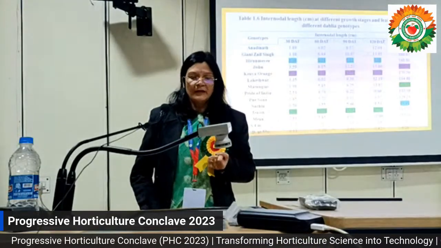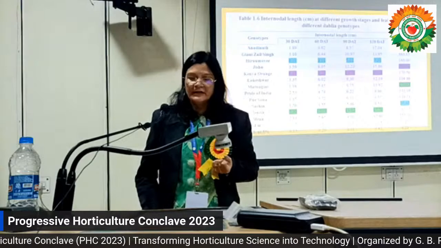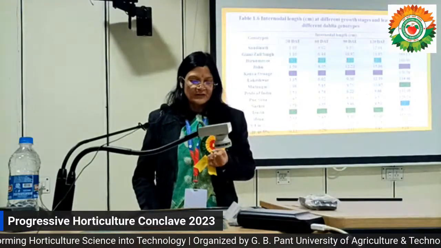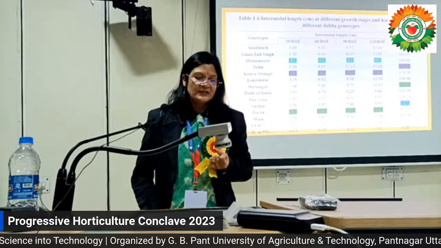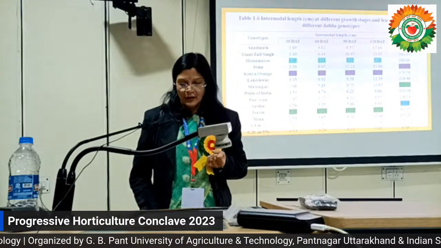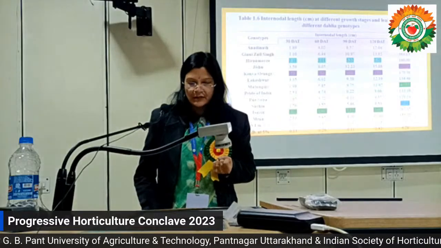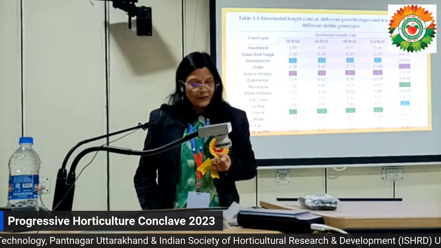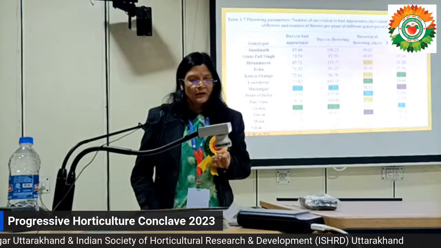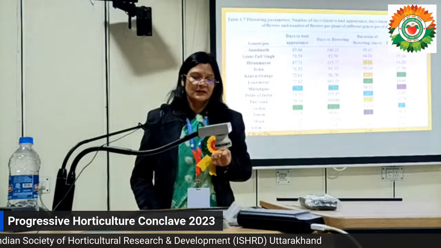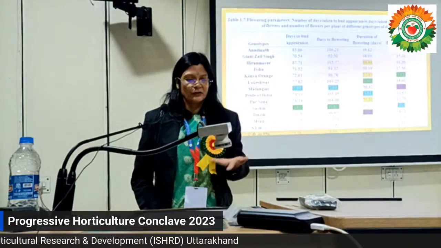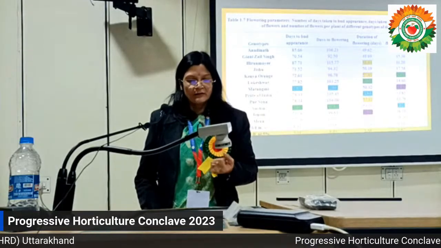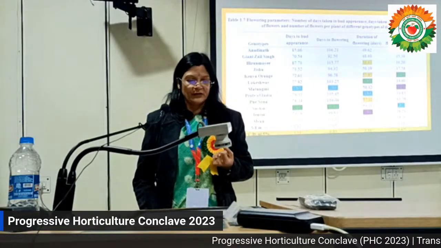Then internodal length at different growth stages and the leaf area in different Dahelias. The internodal length was maximum in tangent and least in Hiranmoy. The leaf area was maximum in Mutangani and least in Sachin. Then the flowering parameters: as it is a decorative flower which we can grow in beds and pots, the flower characters are also very important for this crop.